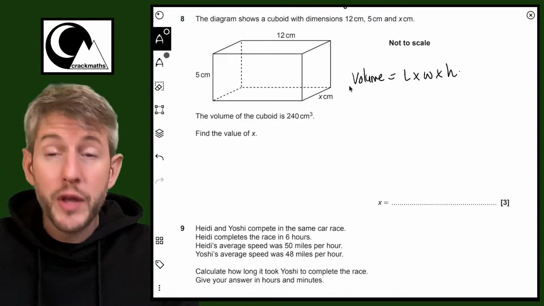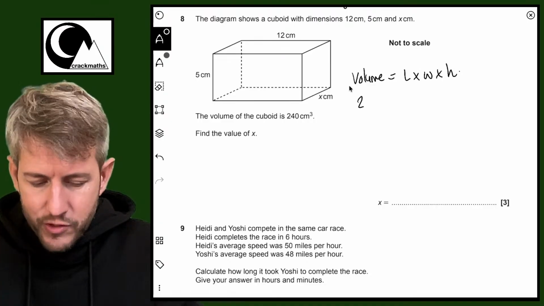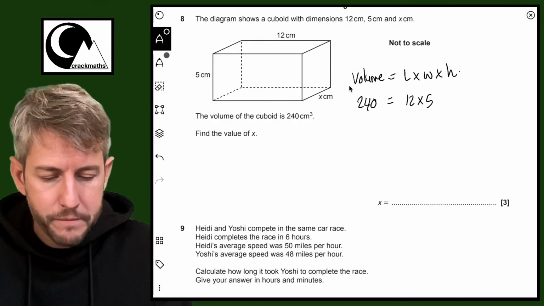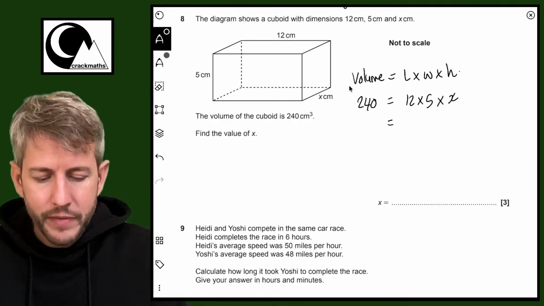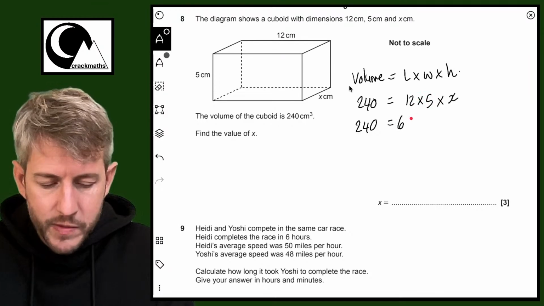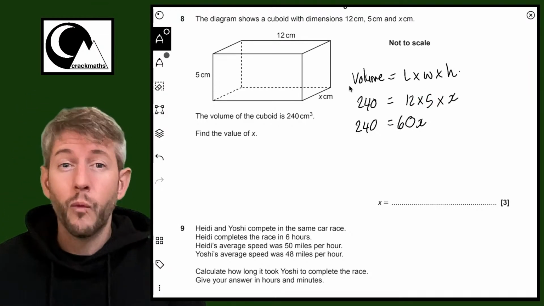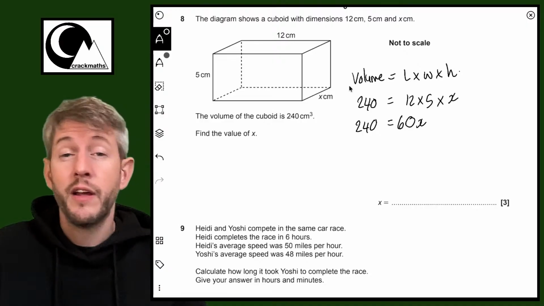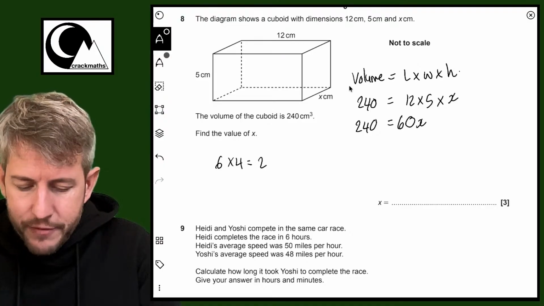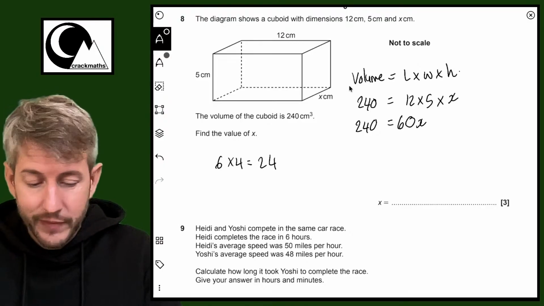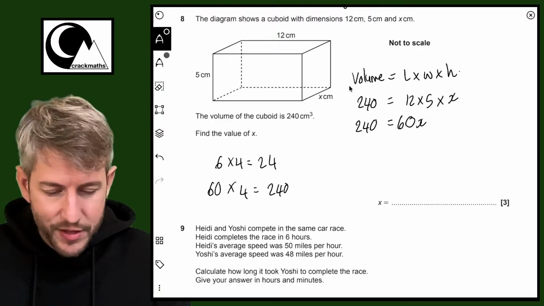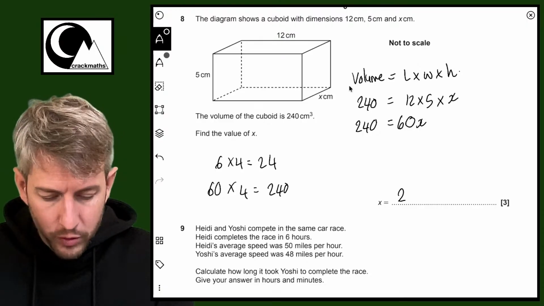Okay, so let's put in the information that we have. So we know that 240 equals 12 times 5 times X. Okay, so now we know that 240 equals, well, 12 times 5 is 60. So 60x. So now we've got to think, what number multiplied by 60 gives us 240? Well, I know that 6 times 4 equals 24. So therefore, 60 times 4 will give us 240. So the answer to this one is x equals 4.